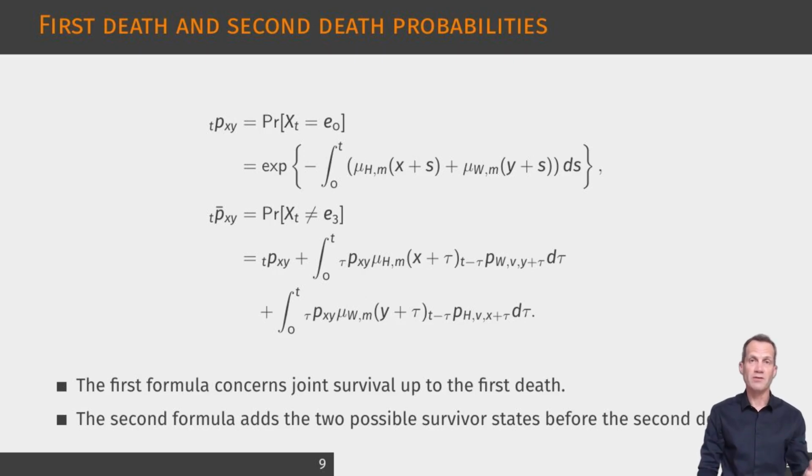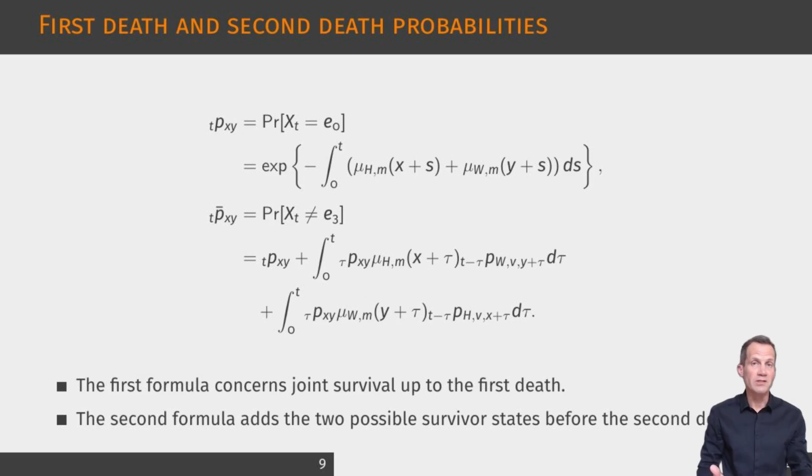The chapter derives this result by looking at a very short time interval. Over such an interval, the probability of leaving the initial state is approximately the sum of the two instantaneous death rates. This leads to an exponential survival expression, exactly as in the single life case, but with two intensities instead of one. The second expression concerns survival until the second death.